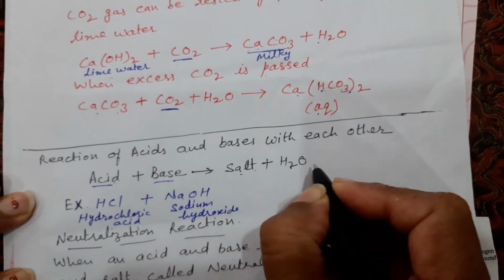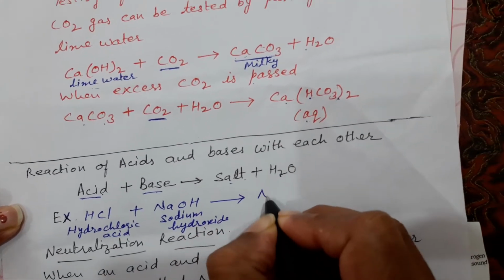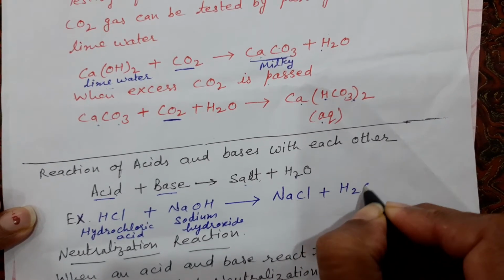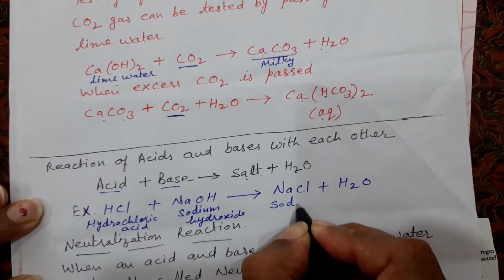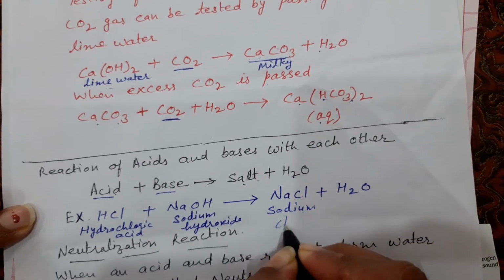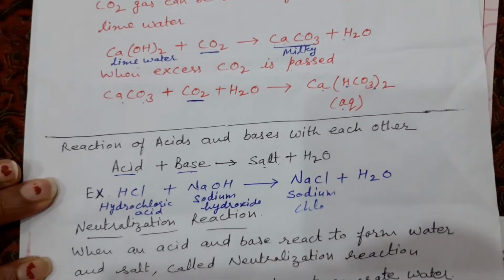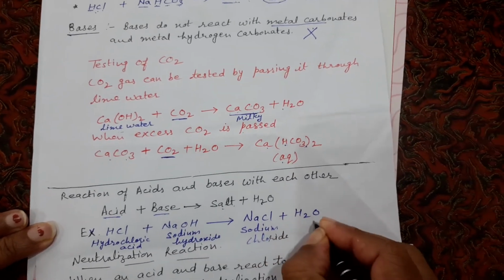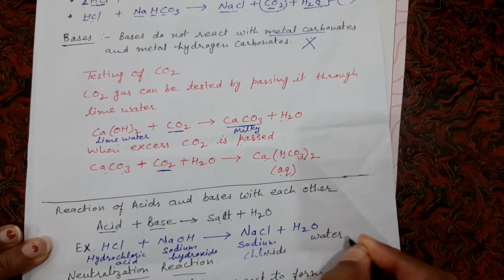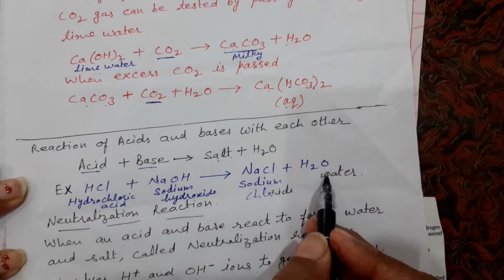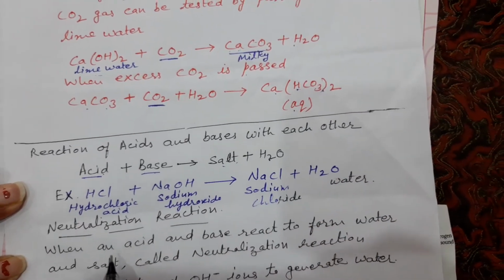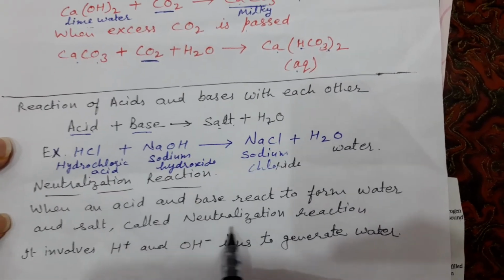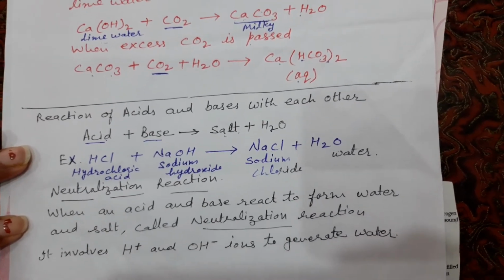They form salt and water. Which salt? Sodium chloride and water. Sodium chloride. And water. This reaction is known as neutralization reaction. When an acid and base react to form water and salt, this reaction is known as neutralization reaction.